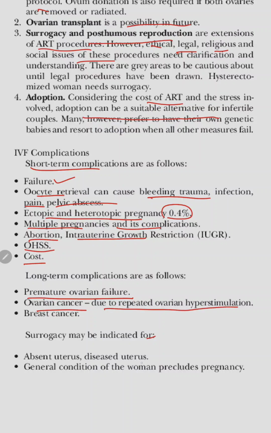Surrogacy may be indicated for absent or diseased uterus, or a general condition of the woman precluding pregnancy.